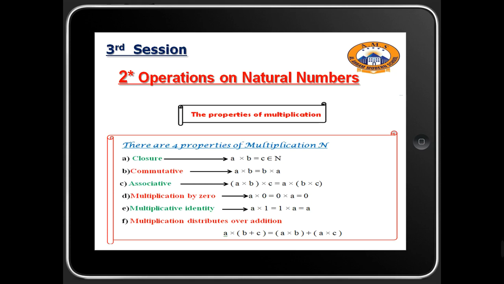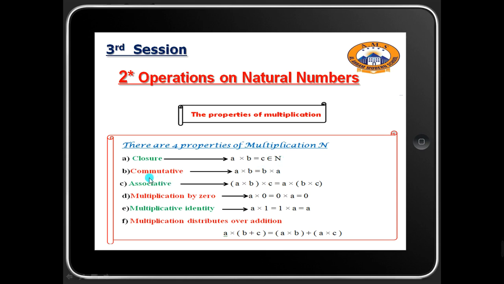We're going to talk about the properties of multiplication. When we do a multiplication operation, what are the properties of multiplication in the set of the natural numbers? Yes, the first one, closure. I know that you all understand the meaning of closure now. Any two numbers, if I multiply them together, the answer also belongs to the set of the natural numbers. For example, 2 times 3 will give me 6. 2 belongs to the set of the natural numbers, 3 belongs to the set of the natural numbers, and the answer 6 also belongs to the set of the natural numbers.